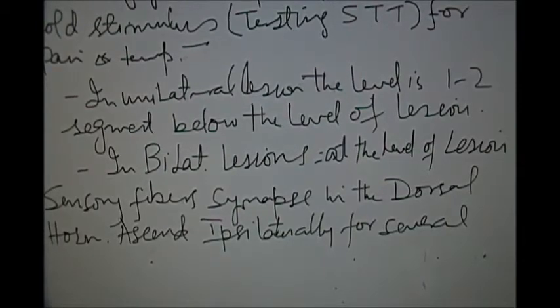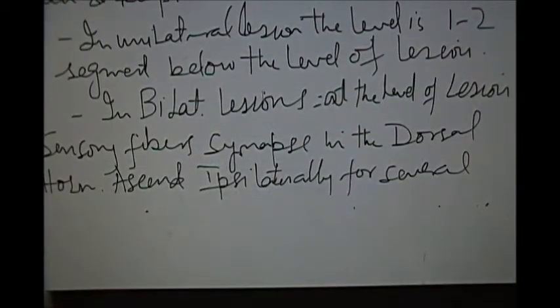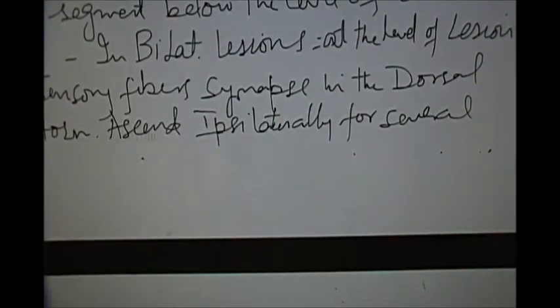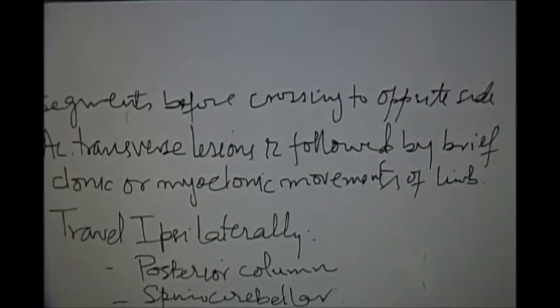Some more points about the sensory fibers. In unilateral lesions, the level is 1 to 2 segments below the level of lesion. But in bilateral lesions, it starts at the level of the lesion. The sensory fibers synapse in the dorsal horn, and then they ascend ipsilaterally for several segments before crossing to the opposite side. The acute transverse lesions are followed by brief clonic or myoclonic movements of the limb.